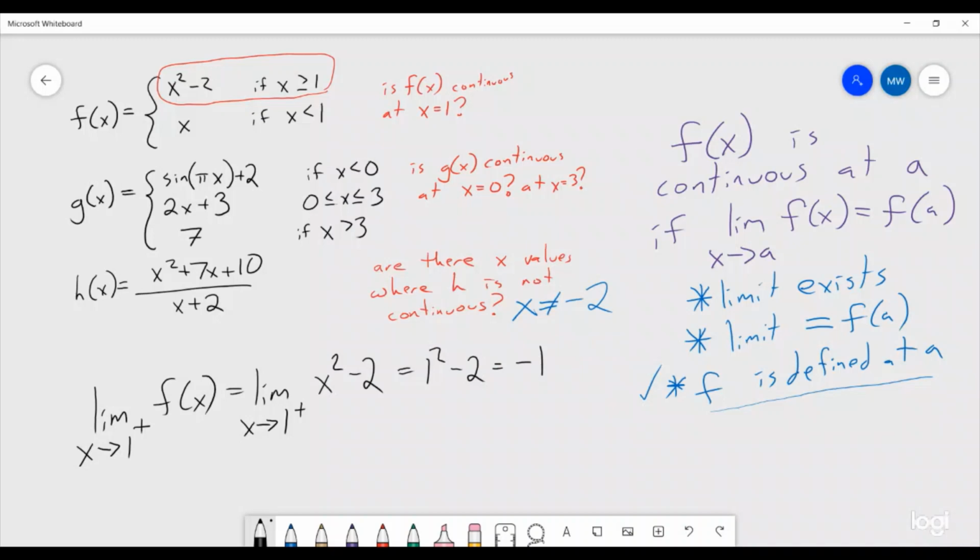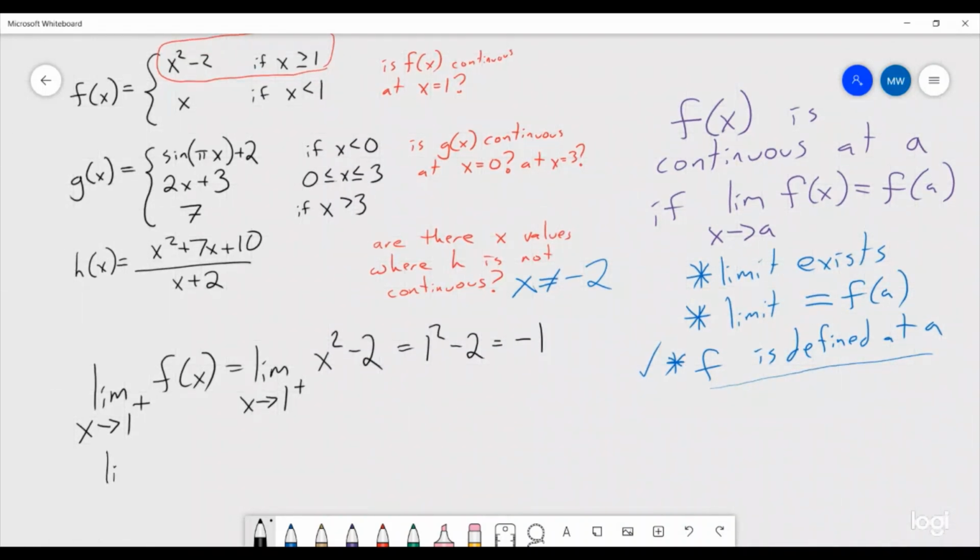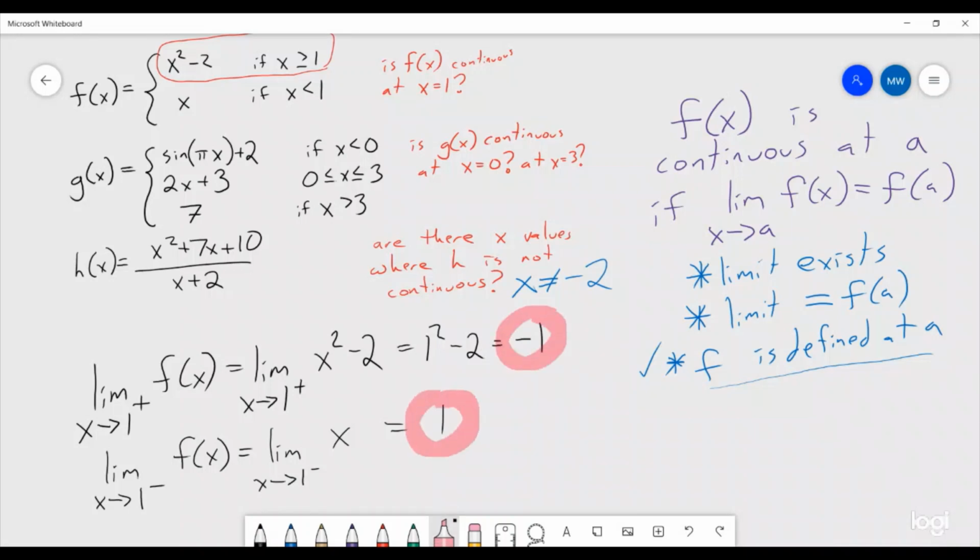How about the limit as x approaches 1 from the left? Well, here we're approaching it from things that are smaller than 1, which means we're using the second rule. So this is the limit as x approaches 1 from the left of x, which is just 1. Uh-oh. -1 and 1, those are different. So this is not continuous at 1, because the limit does not exist.